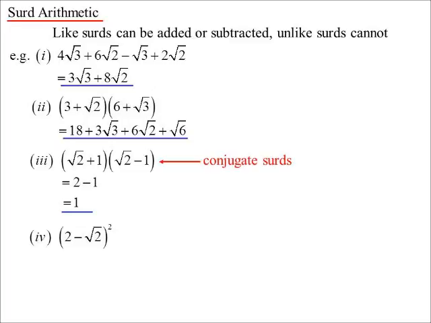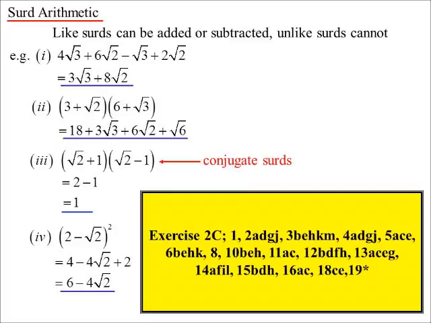And we can have perfect squares as well. So first one squared, twice the middle. Oh, twice the middle? Twice the product. And the last one squared, that tidies up to be 6 minus 4 root 2. Okay, the first part of our surd journey for today.